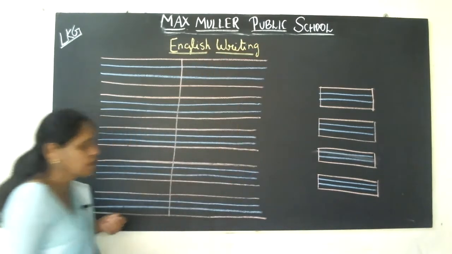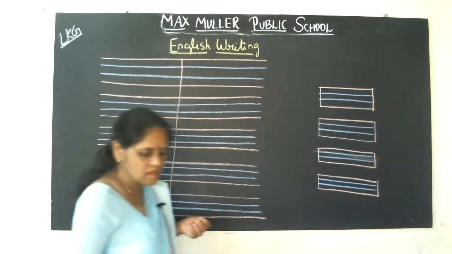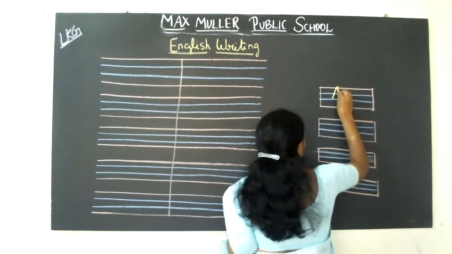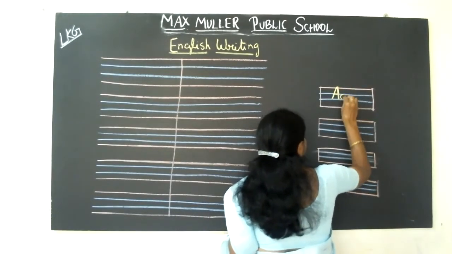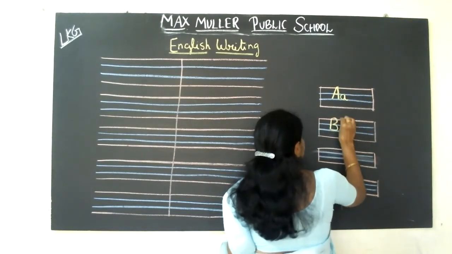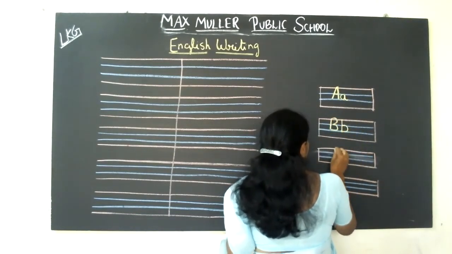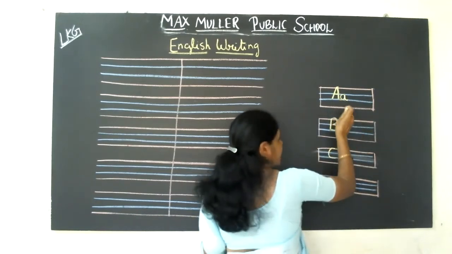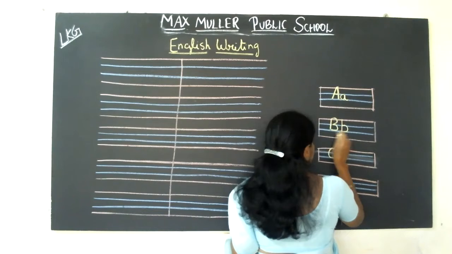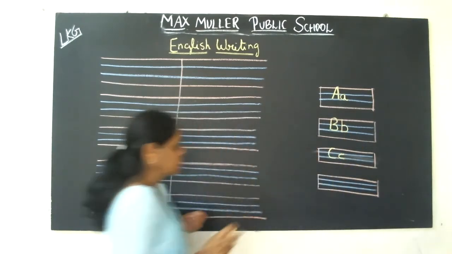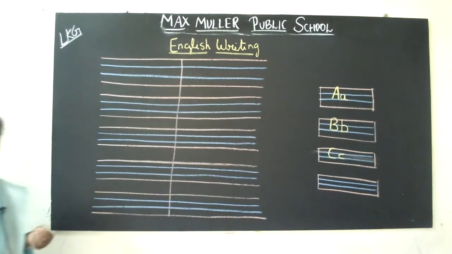Okay, English writing. What did you learn in the previous class? In the previous class, you learned capital A, small a. Next, capital B, small b. Capital C, small c. Capital A, small a. Capital B, small b. Capital C, small c. Okay, today you are going to learn capital D, small d.